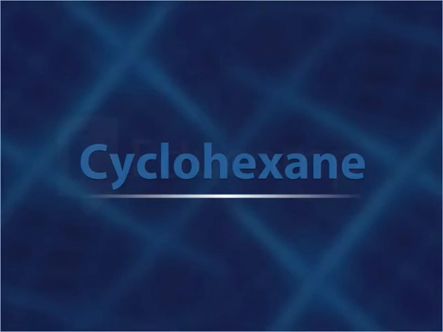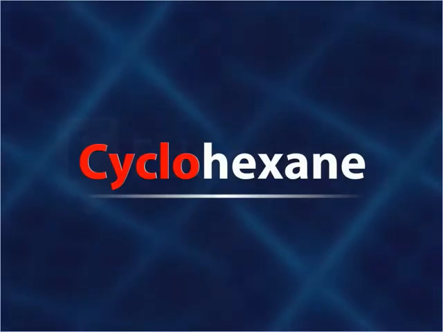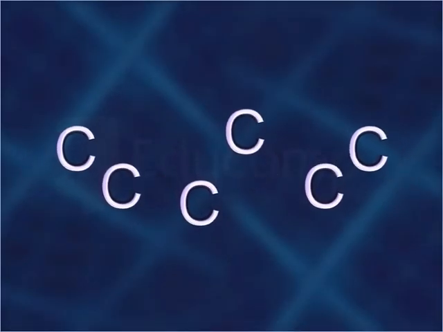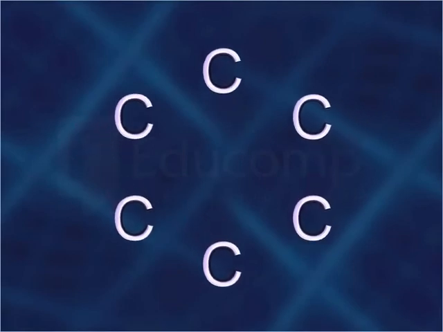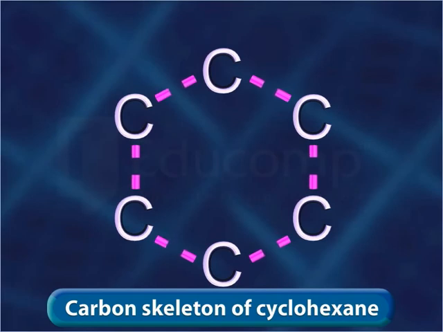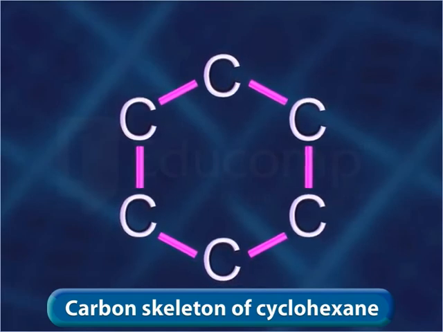Let us now write the structural formula for cyclohexane. The word hex suggests that there are 6 carbon atoms in the molecule. The word cyclo suggests that the 6 carbon atoms are linked to form a cycle. So, the carbon skeleton is a ring of 6 carbon atoms, all linked by single bonds.